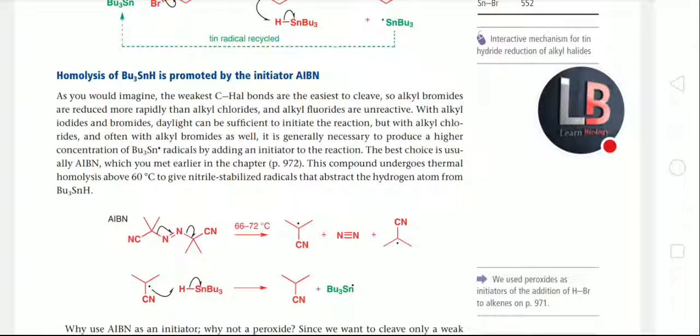With alkyl iodides and bromides, daylight can be sufficient to initiate the reaction, but with alkyl chlorides, and often with alkyl bromides as well, it is generally necessary to produce a higher concentration of Bu3Sn radical by adding an initiator to the reaction. The best choice is usually AIBN, which you met early in the chapter. This compound undergoes thermal homolysis above 60 degrees Celsius to give nitrile-stabilized radicals that abstract hydrogen atoms from Bu3SnH.